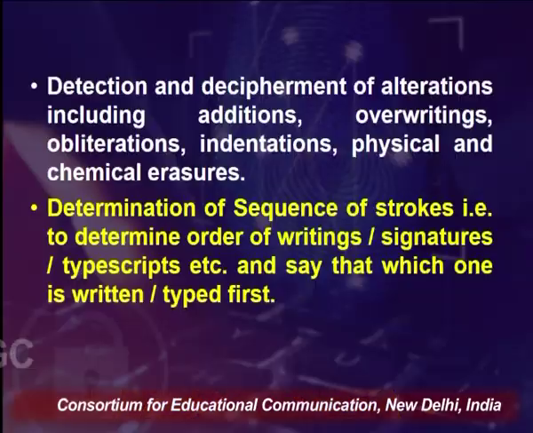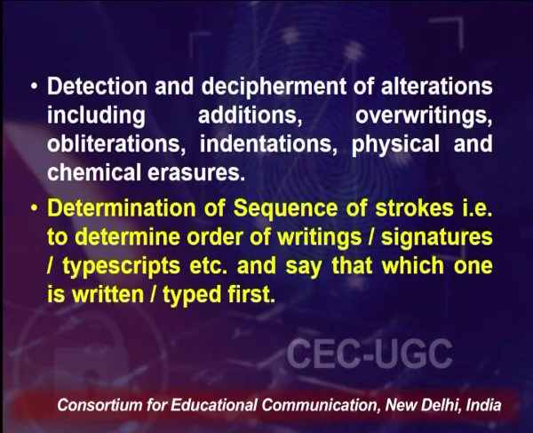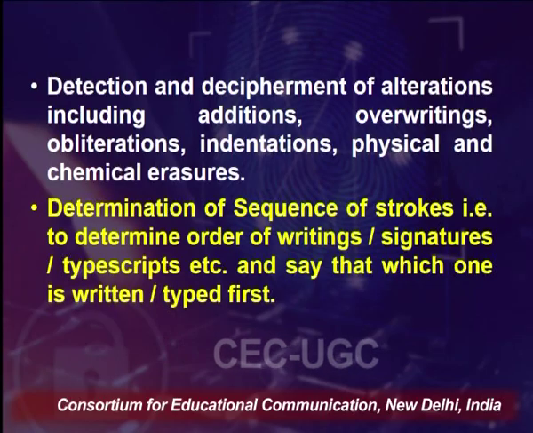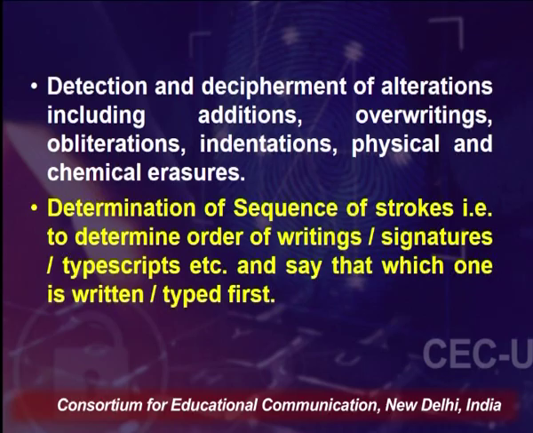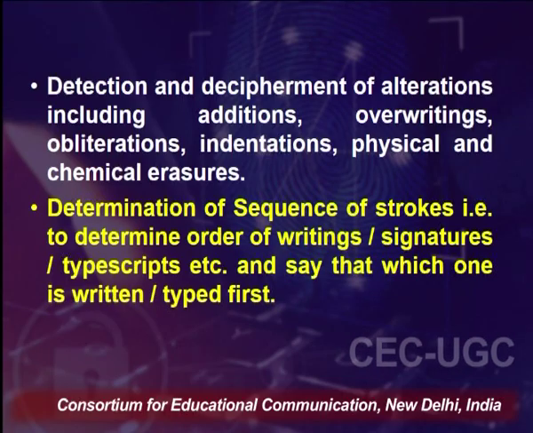So, we can detect and decipher the alterations including additions, overwritings, obliterations, indentations, physical and chemical erasures. So, there are different types of alterations. When we talk about the additions, for example, a person is having a will and they have not mentioned a particular line. So, the document is original, the will is original, but their children might have added one line in the will which is of their personal financial use. That particular line which is being added in the original document is known as an addition.